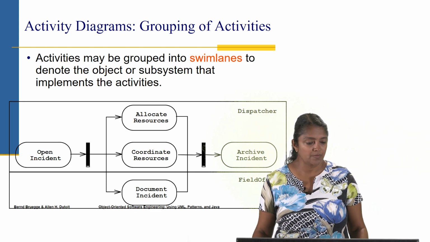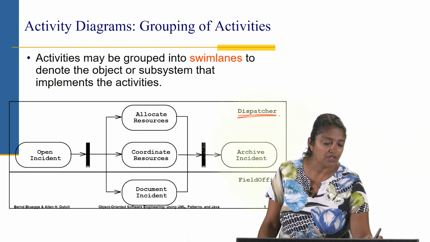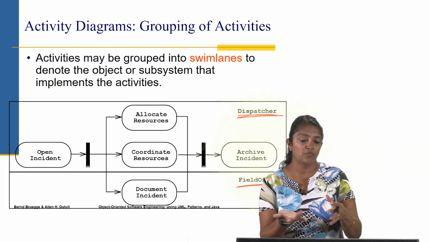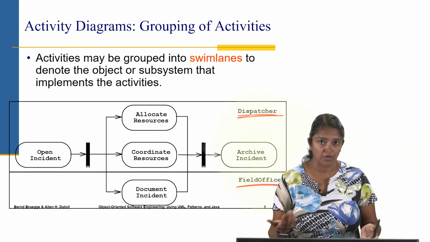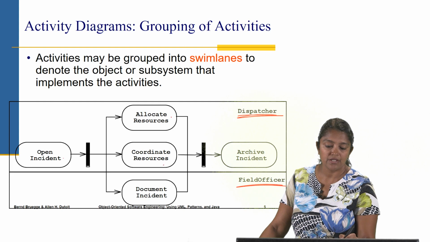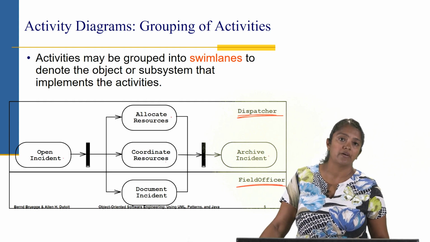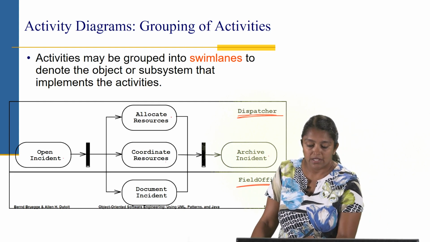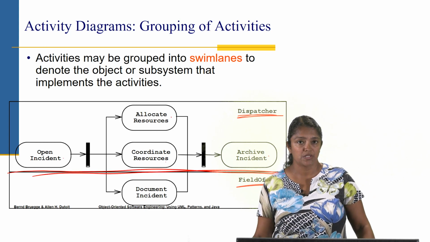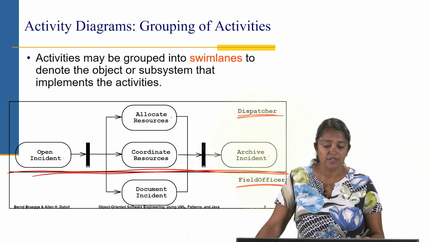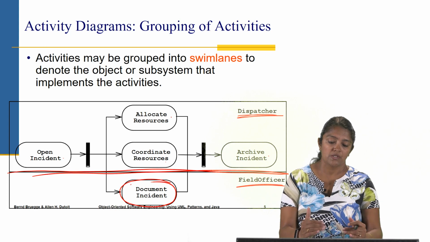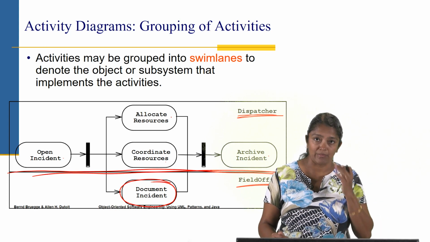So in this case, say there are 2 objects, dispatcher and field officer. They're going to be involved in some of these activities, maybe not all. So the dispatcher is involved in opening the incident, allocating resources, coordinate resources, and archiving incident. That's the reason there is a separate swim lane for all of the activities related to the dispatcher. And the field officer is involved in just one activity, document incident. So that's placed in a separate swim lane.